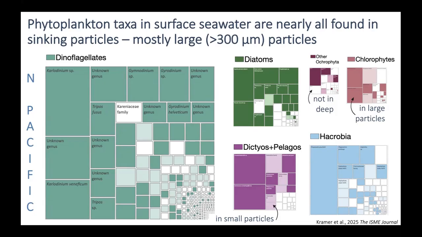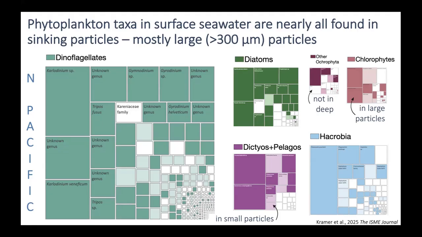So again, if it's colored in a darker color, it was found in the surface ocean and also in a larger particle. If it's colored in but only in a lighter color, it was found in the surface ocean and only in a small particle, so something smaller than 300 microns in diameter and not in the larger particles. And then if the box isn't colored in at all, that means that amplicon sequence variant was found in the surface but not found in the deep ocean.